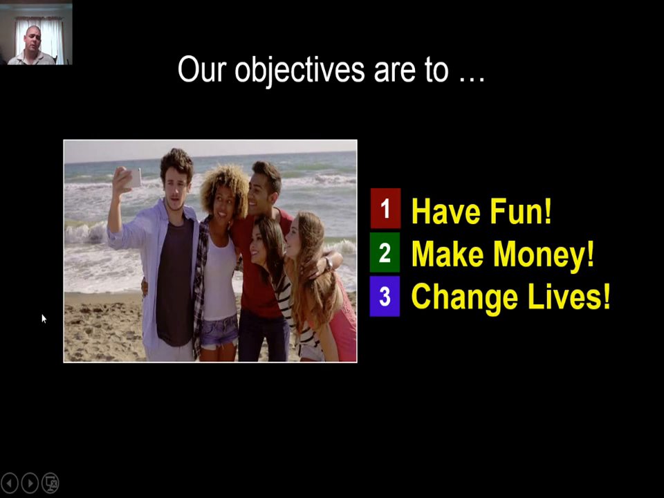Finally, our objectives are to have fun, make money, and change lives. I think this is a lot of fun, helping people and showing them information that can help them change their lives. I get a lot of joy out of that. I get a lot of fulfillment out of that. I love that I am my own boss and get to decide when I'm going to work and how I'm going to work and where I'm going to work and with who I'm going to work. So I think it's a lot of fun, and there's all sorts of money to be made.